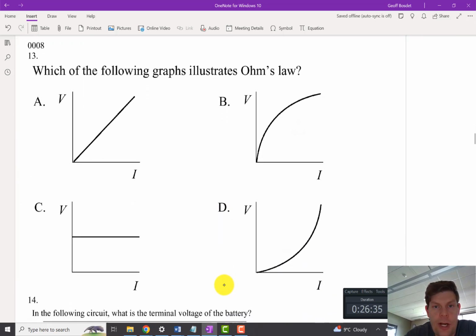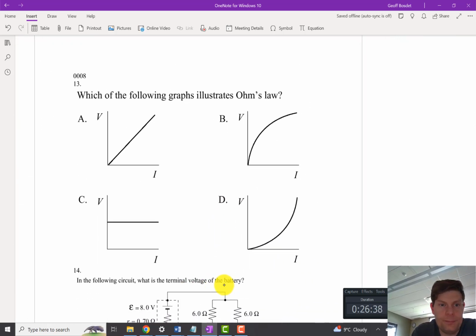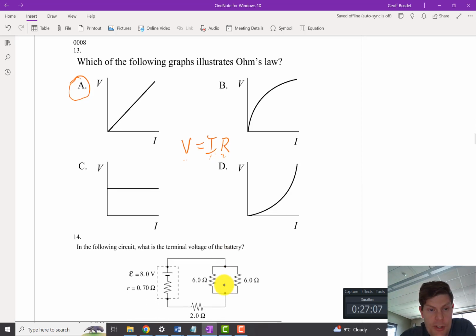Next one, which the following graph illustrates Ohm's law. You know how, if resistance is constant, which it tends to be, then V equals I times R. So if R is constant, if I double I, I'm going to double V. Whatever I do to I, I do to V, if R is staying constant. So that would give me a nice straight graph where R is the slope. Nice constant slope because R is not changing.